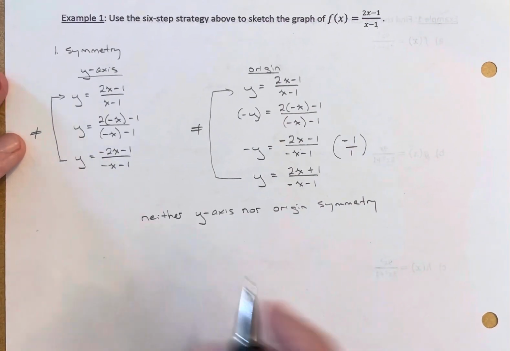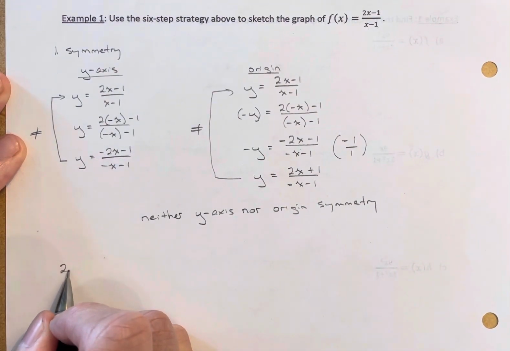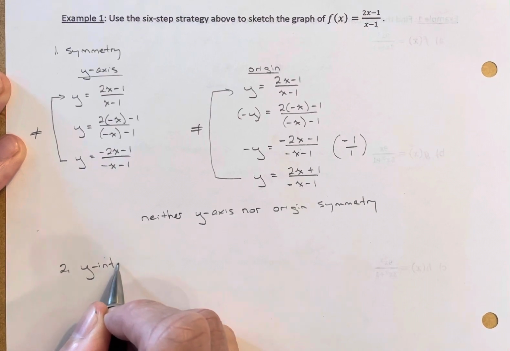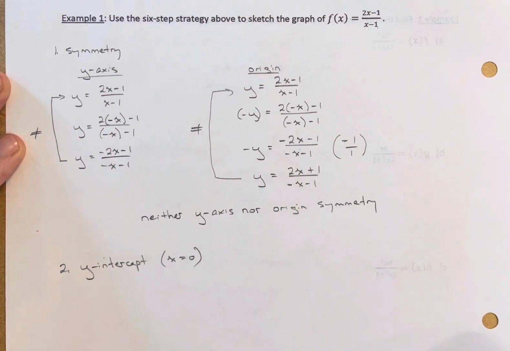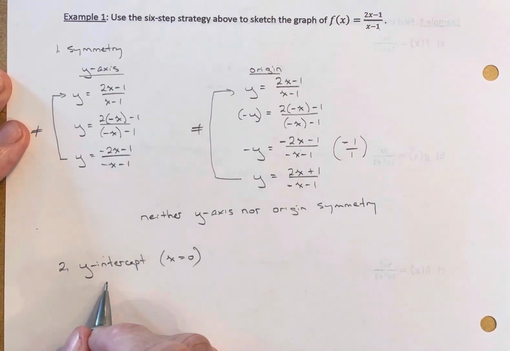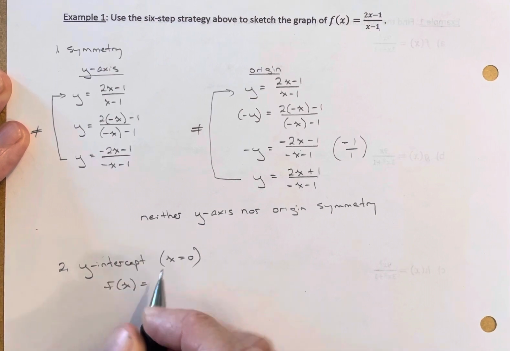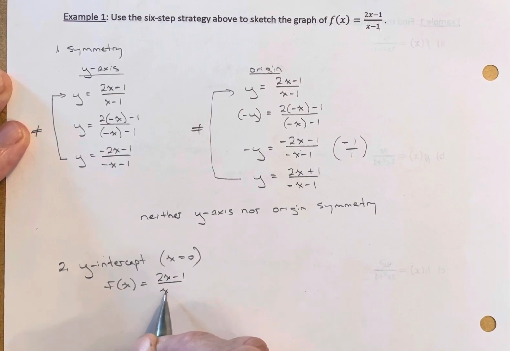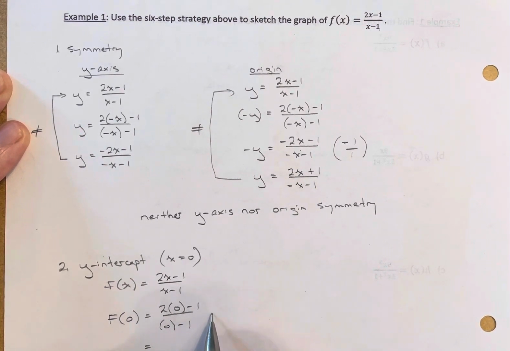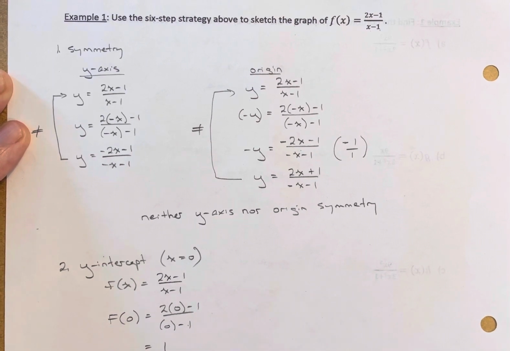Okay, step 2, what's the y-intercept? That's usually one of the easiest things to find. Of course, that's when x is equal to 0. So my function is f of x is equal to, I'm just going to copy my function down again, 2x minus 1 over x minus 1. What is f of 0? Well, that's 2 times 0 minus 1 over 0 minus 1, and that's equal to what? Negative 1 over negative 1. That's equal to 1.